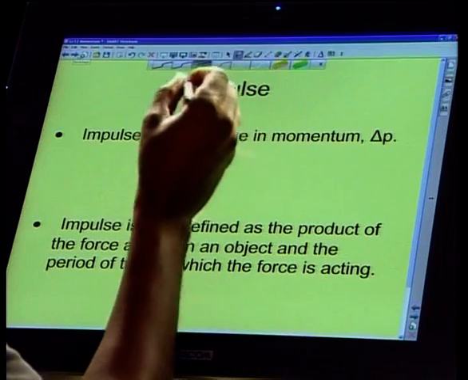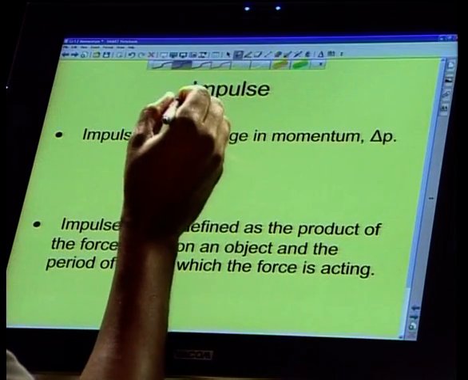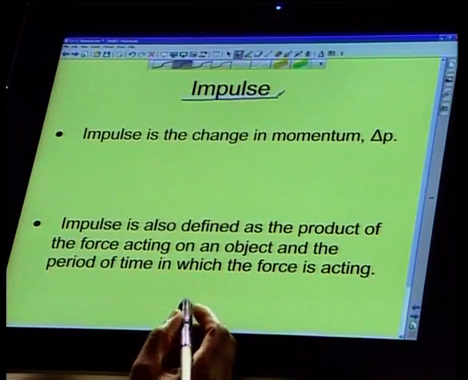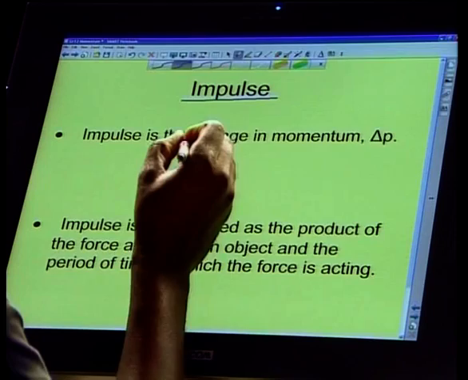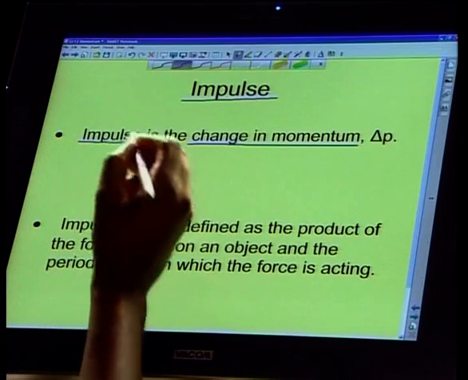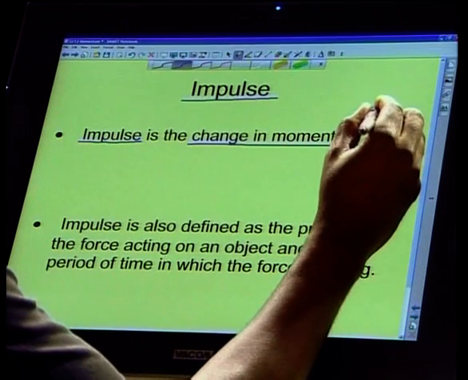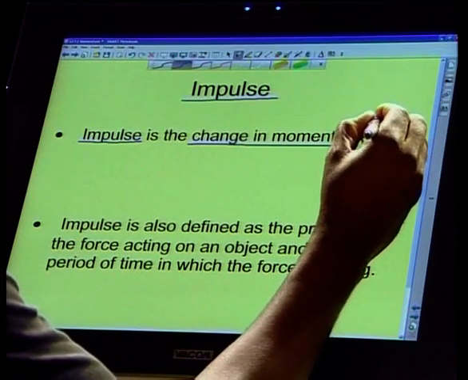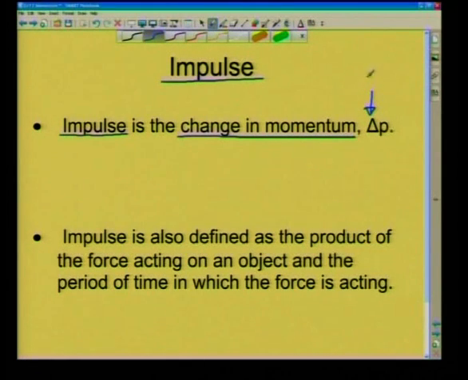Let's come now to impulse. Okay? Now, impulse. What is impulse? Impulse is change in momentum. Okay? Change in momentum. Now, in science, if we talk change of a quantity, we make use of the Greek letter delta, which means change. So change in momentum will be symbolized by this delta P. Delta P would mean change in momentum.